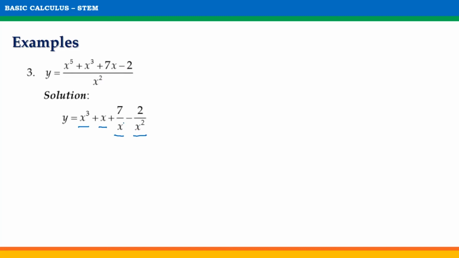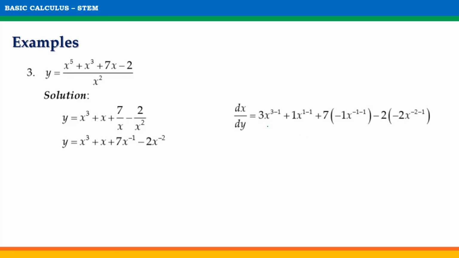From here, write x and x squared on the numerator. Therefore, their exponents will become negative. We will have x cubed plus x plus 7x raised to negative 1 minus 2x raised to negative 2. Find now its derivative. We will have 3x raised to 3 minus 1 plus 1 times x raised to 1 minus 1 plus 7 times negative 1 x raised to negative 1 minus 1 minus 2 times negative 2x raised to negative 2 minus 1.